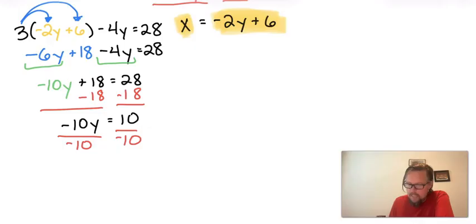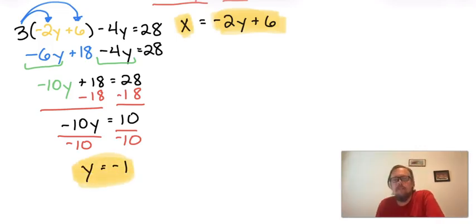And 10 divided by negative 10, of course, is negative 1. And there's our value of y. So the value of y is negative 1. Great. We're halfway there. The solution to a system of equations is a coordinate pair. So we have the y, we now also need the x.